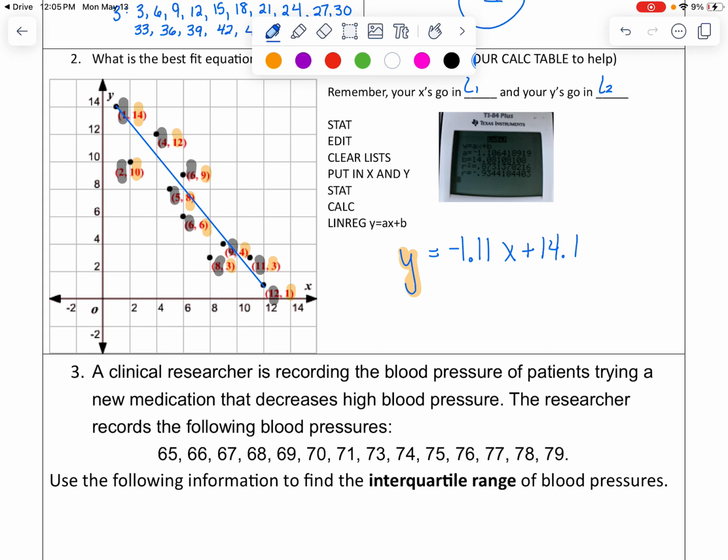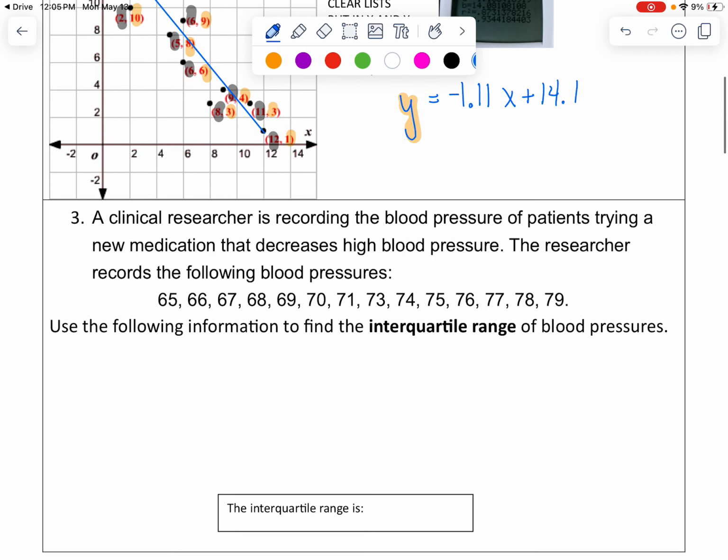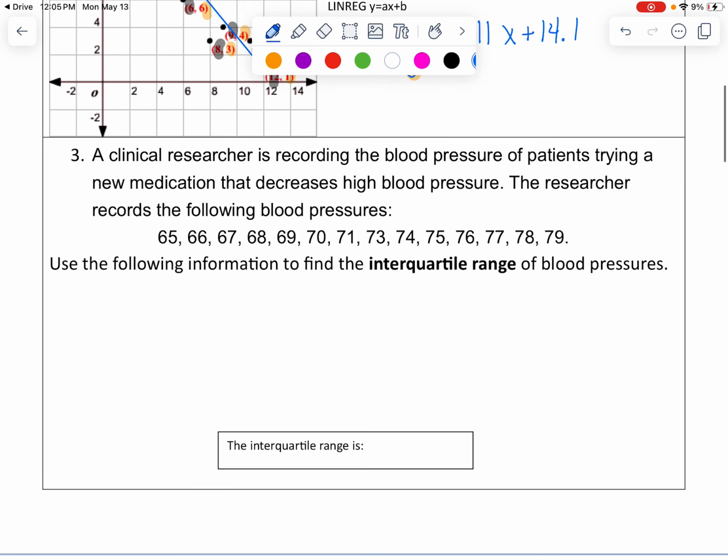A clinical researcher is recording the blood pressure of patients by trying a new medication that's going to decrease high blood pressure. The researcher records the following pressures. First thing I need to check: are these in order? Was I nice? Yes, good. They are in order. If not, we would want that.